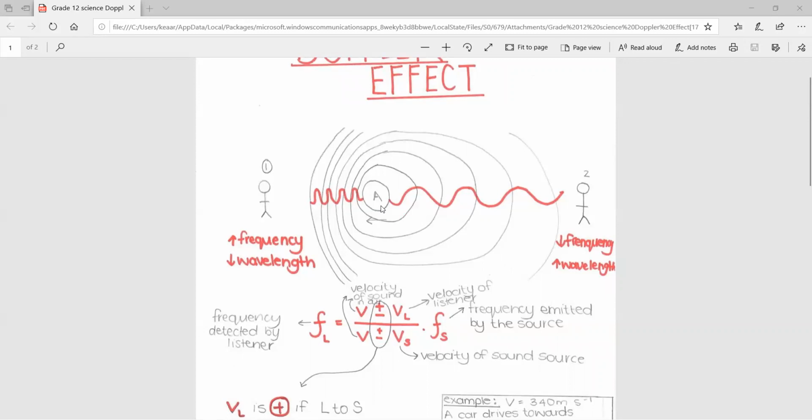As this source is moving to the left and compressing the wavelengths here, the wavelengths on the right are increasing, so that now the person at 2 will be hearing a lower frequency because of a higher wavelength. This is a general rule that as soon as a sound source moves towards someone, that person will hear the sound with a higher frequency, and the person that it is moving away from will hear a lower frequency.